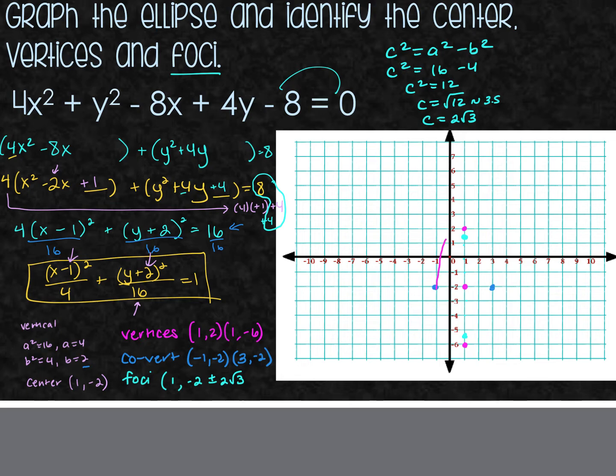So when I graph this ellipse, it's going to look something like that. Taller than it is wide, vertices up and down the 4, co-vertices right and left the 2, and then foci up and down square root 12, which we're going to approximate to be about 3.5.